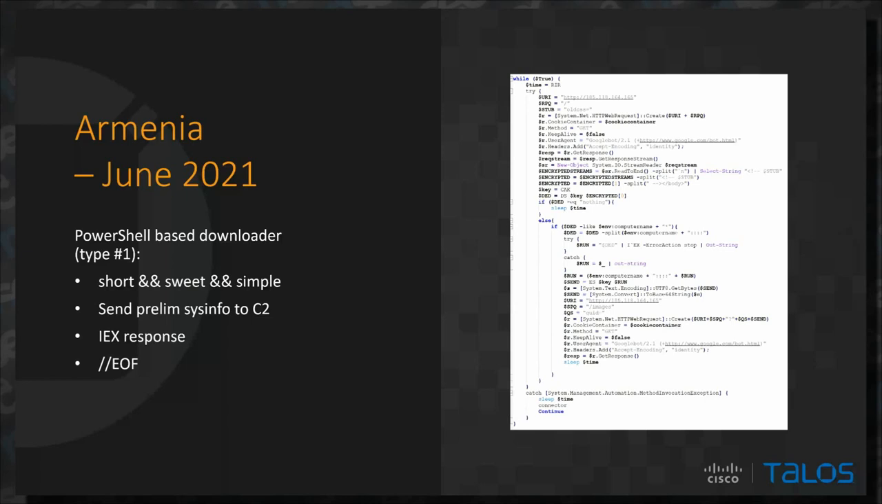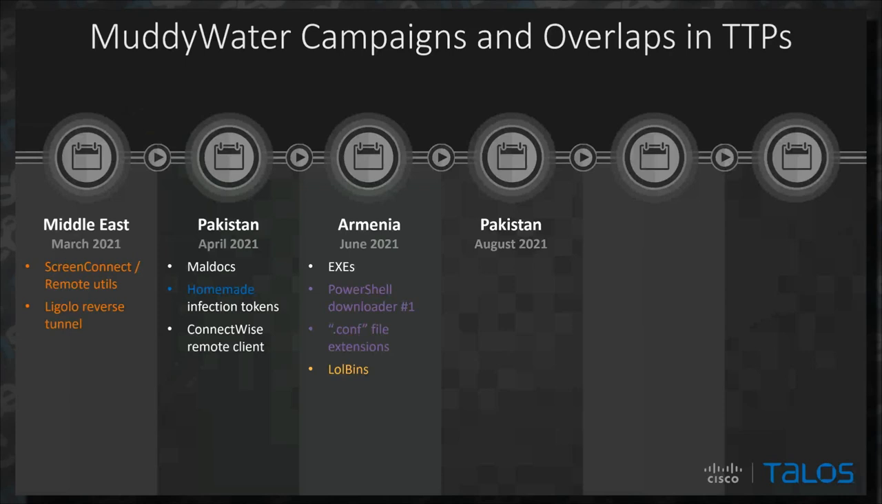So, very short, very sweet, very simple, very tight implementation, nothing fancy here. It gets them a foothold inside the network and allows them to start manually issuing more commands and executing more commands on the infected system. Now, an extension of this attack on Armenian entities was also seen, again targeting entities in Pakistan in August 2021.